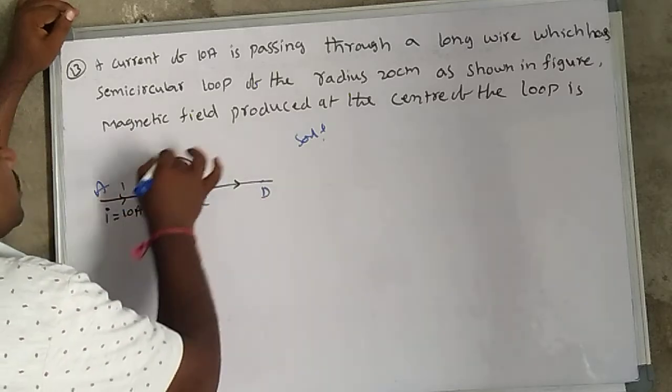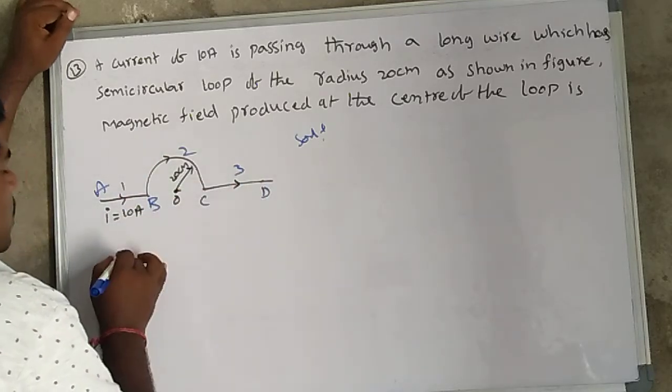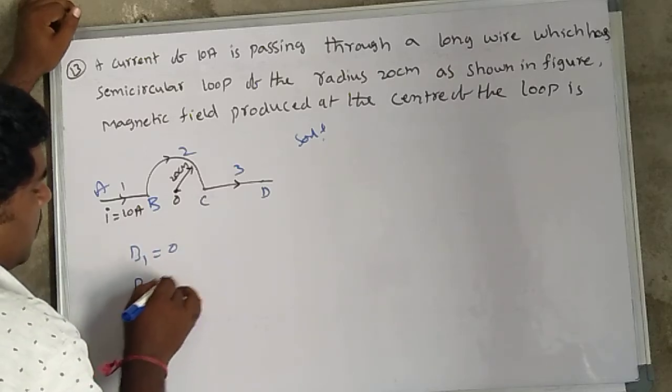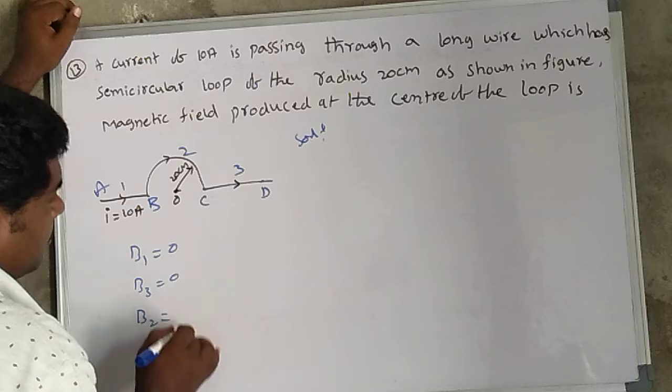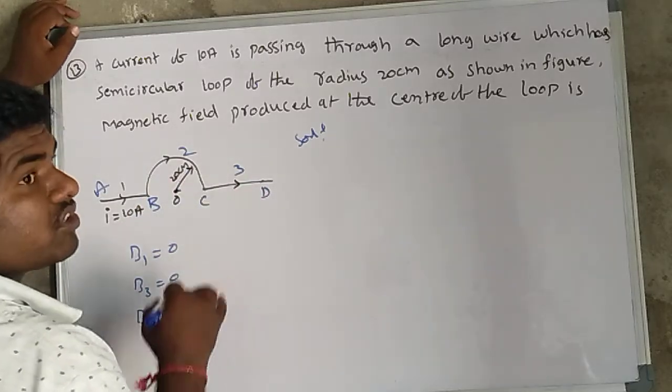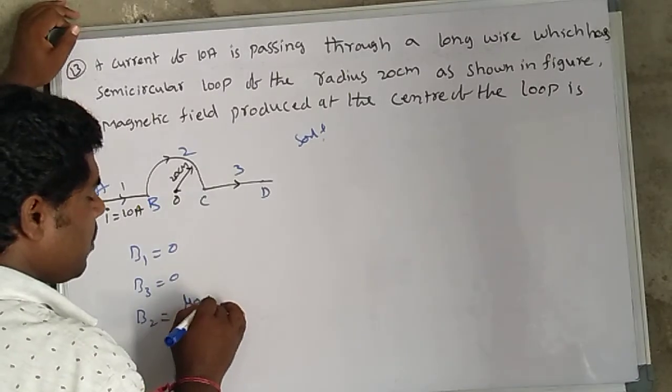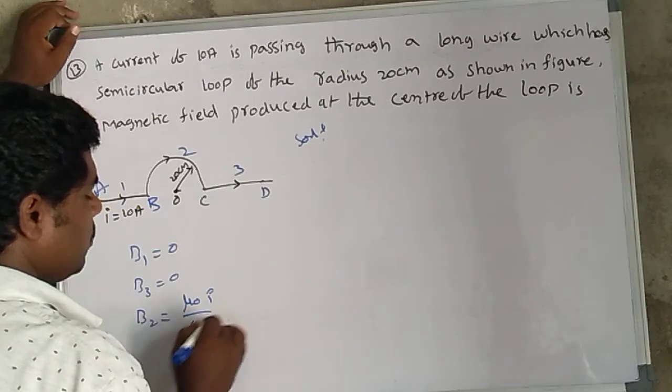Here the first portion, second portion, third portion. Here the first portion magnetic field becomes 0 and the third portion magnetic field also 0. Second portion magnetic field is a semicircle. So for a full circle it is mu naught I by 2r. So for a semicircle, mu naught I divided by 4r.